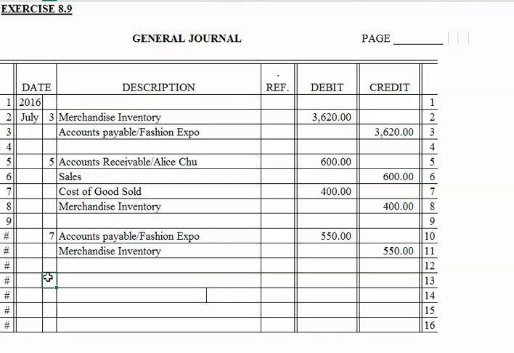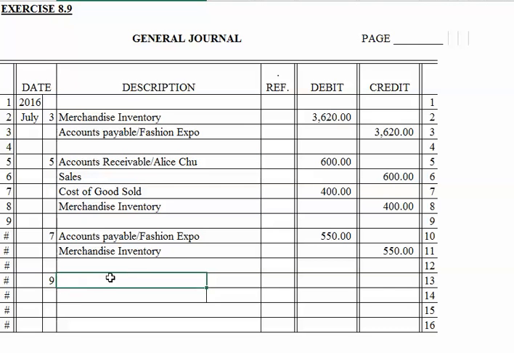And the last transaction was on the 9th. We accepted a return of a dress from Alice Chu. The dress was originally sold on sales slip 788 on July 5th. We issued a credit memorandum for $200. The cost of the returned dress was $135. Okay, so the customer paid $200. We paid $135, so there was a markup there, obviously, and we need to now do the entry that we made on the 5th. We need to do this one upside down now.